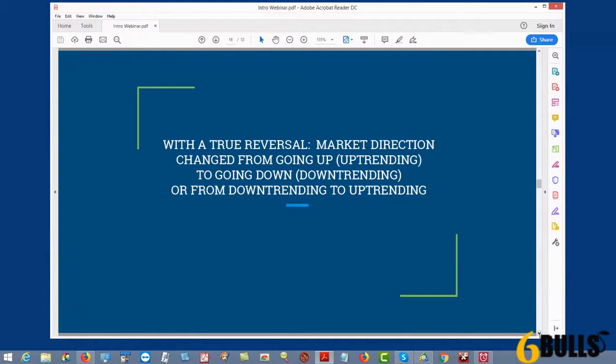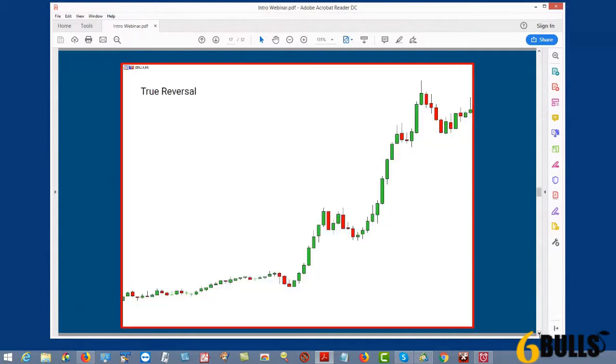With a true reversal, the market direction has changed. It was going up, now it's going down. It was going down, now it's going up. A true reversal is an actual change of direction in the market, and you'll see it as a major move. Such as here, you see that the market has actually decided to trend up and it's going much higher. That's a true reversal.